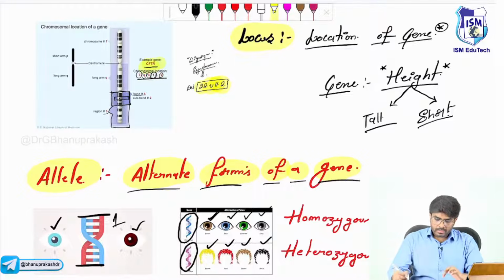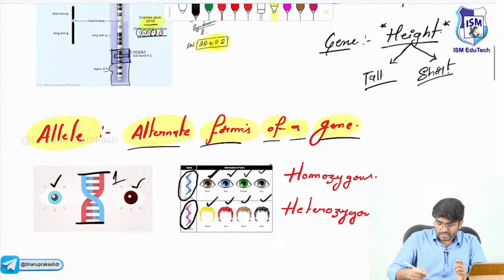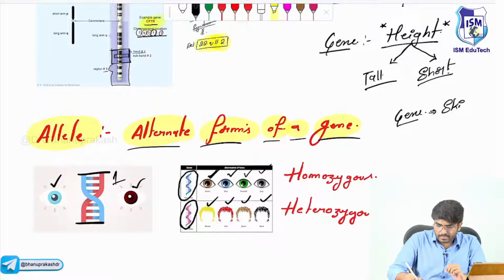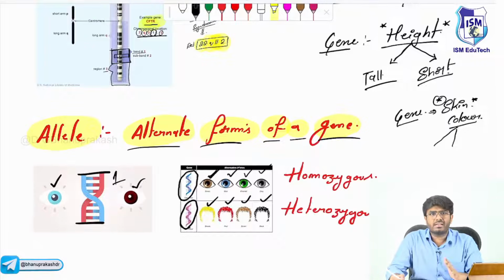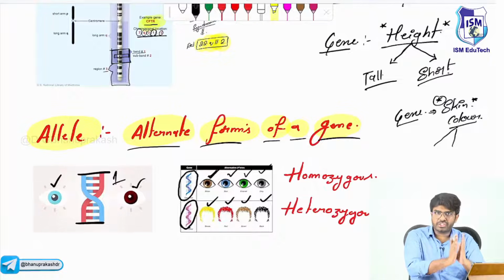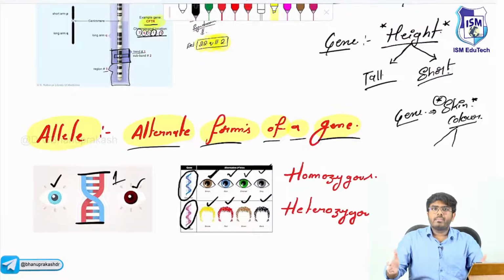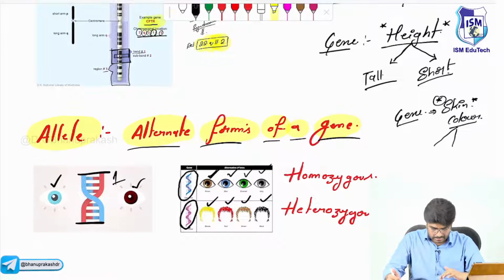Okay. Let me give you one more example. If the gene is for skin color, what are the different alleles possible for the skin color? White color skin, black color skin, dark color skin, brown color skin, there are different colors. So these colors, these variables are called the alleles. Now we understand the difference between the gene and alleles. The gene is what it is coding for. Alleles may be different forms.